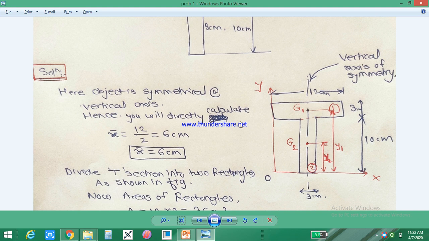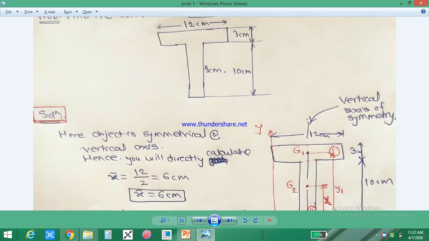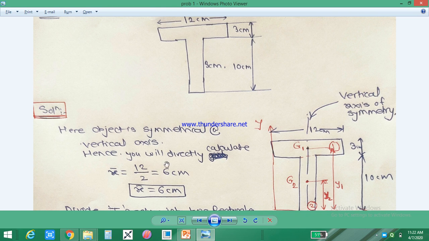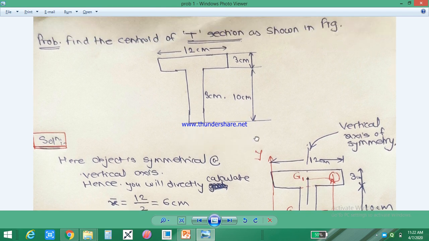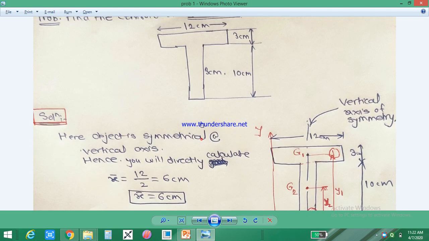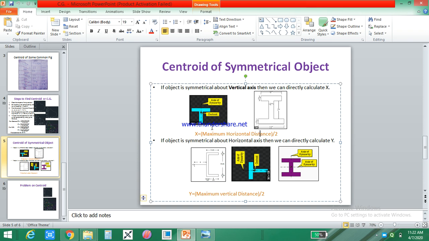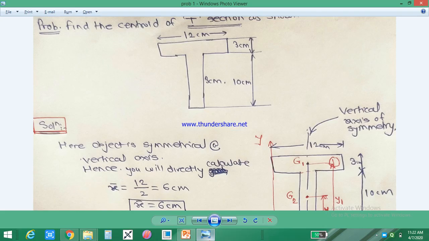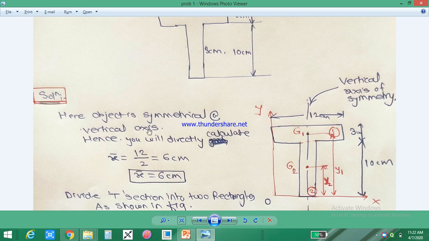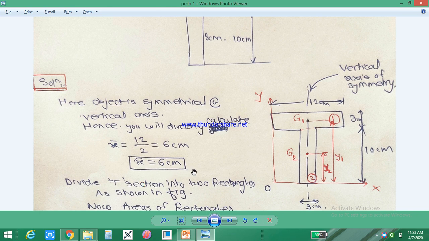We will apply that here. After solving many problems, you can easily understand how to calculate x bar and y bar when the object is symmetrical about either the vertical axis or the horizontal axis. So x bar is equal to maximum horizontal distance divided by 2. The object is symmetrical about the vertical axis, hence we can directly calculate x bar. The maximum horizontal distance is 12, so 12 divided by 2, which is equal to 6 centimeters.